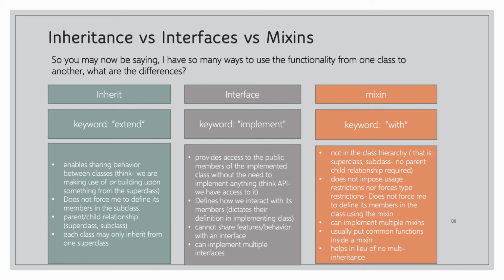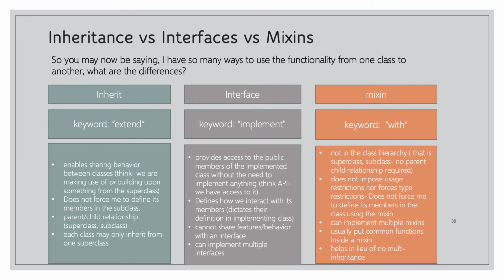Now let's take interfaces, which is the next one moving to the right. That's what we just covered. The keyword used here is implement. Provides access to the public members of the implemented class without the need to implement anything. Think of an API. So we have access to other functionality. Defines how we interact with the members. Dictates their definition in the implementing class. Cannot share features or behaviors with an interface, and you can implement multiple interfaces.